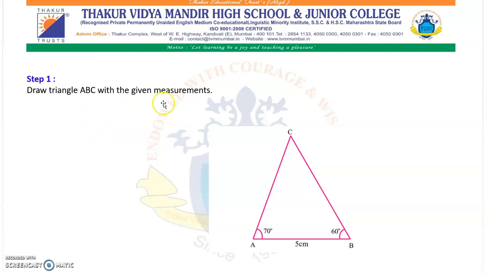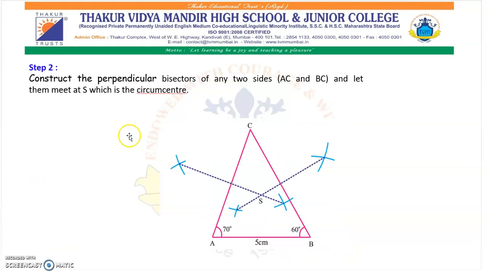Step first. Draw triangle ABC. See, the measurements are given here. Draw an angle A of 70 degrees, B of 60 degrees. Take AB as 5 centimeters. In step 2, construct the perpendicular bisectors of any two sides, AC and BC.